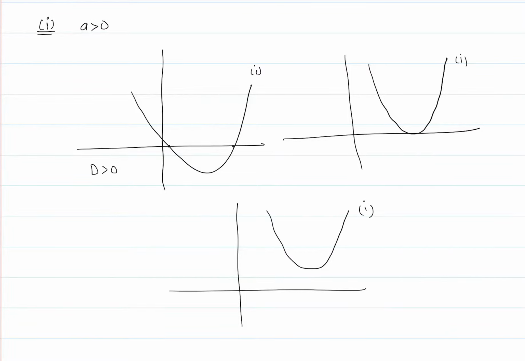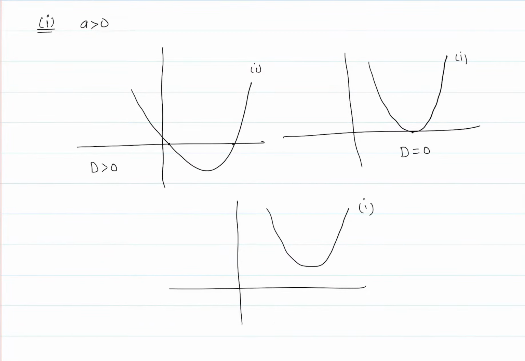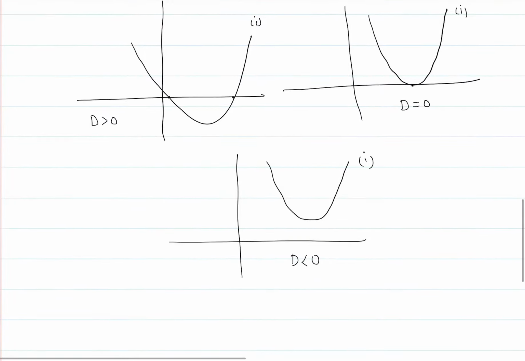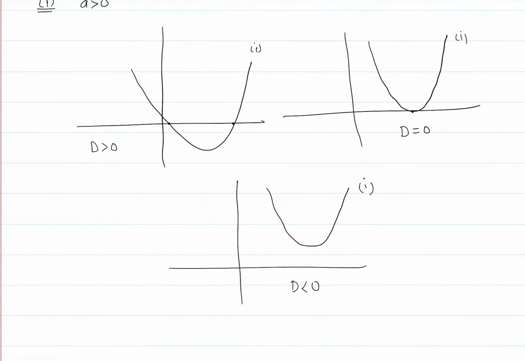Here we have only one value of x for which this quadratic polynomial is equal to 0. It means we have only one zero. In this case we have d equal to 0, and in the third case there is no value of x for which any zeros exist, so we have d is less than 0. This thing we have studied in class 10th. Now there are 3 cases according as a is greater than 0.